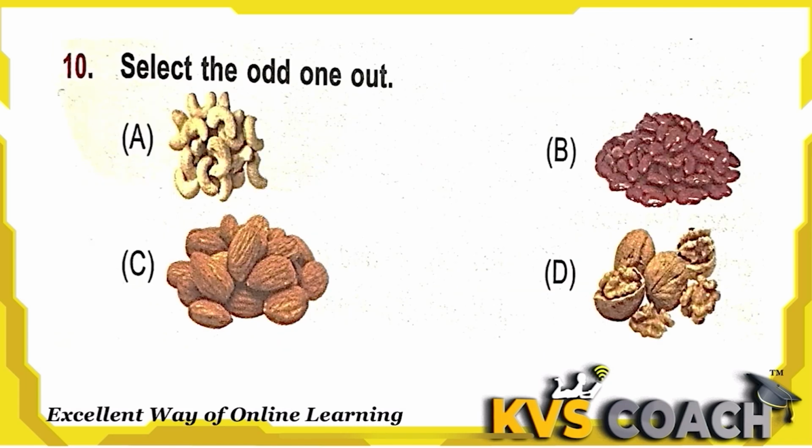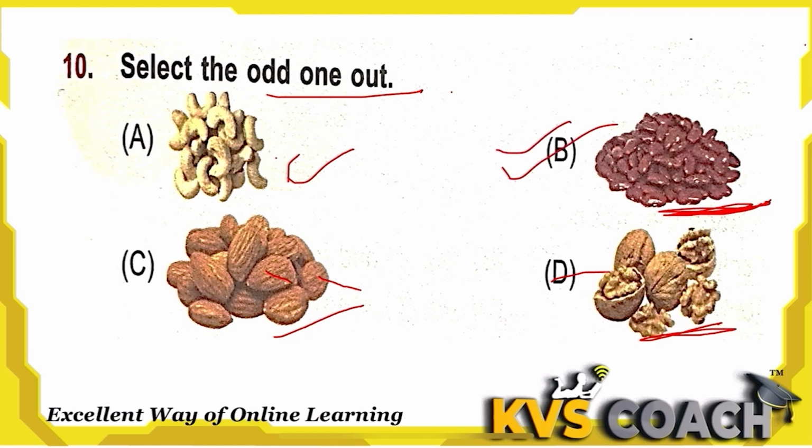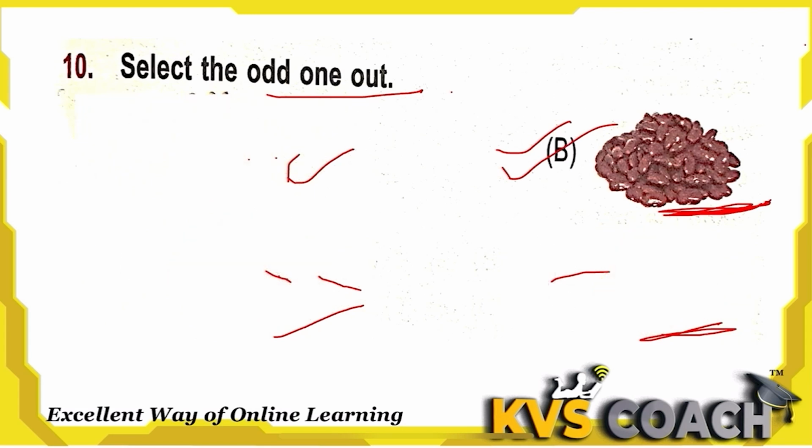Next question is, select the odd one out. This is cashew. This is kidney beans. This is almond, and this is apricot. So what are we talking about? We are talking about the odd one out. All these, A, C and D, are fruits of the plant. They are dry fruits. But kidney beans are not the fruit part of the plant. Among all these, only the kidney beans are pulses. But all the others are fruit. It means the odd one out is the pulses, kidney beans.